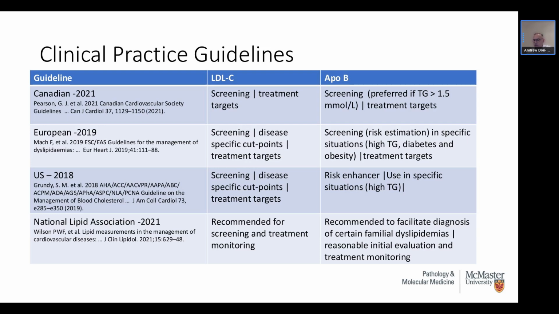The US guidelines aren't as positive about the use of apolipoprotein B. They say it can be used as a risk enhancer in the screening process. So once you've done your lipid profile, if you want to add on risk enhancers, they have a couple of tests that you can use, and apolipoprotein B is there as an estimate of the particle size and the number of atherogenic particles that you have. So it is mentioned in that context. And they also say it can be used in specific situations such as high triglycerides.